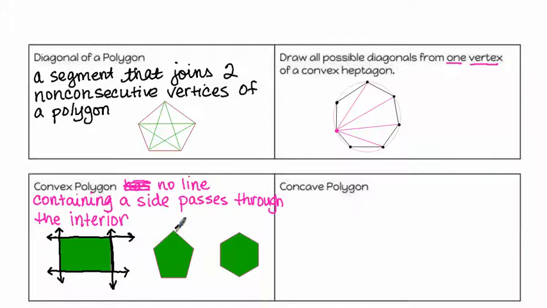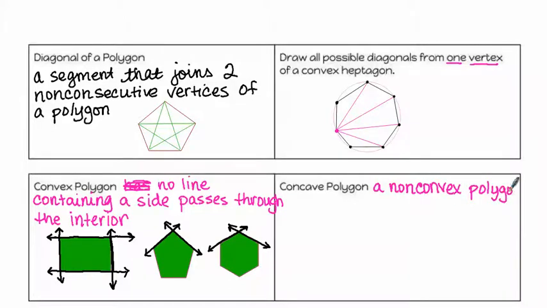And I could do the same thing here with the pentagon and draw all of those sides, and I'll see that none of them go into the green area as well. Likewise, the hexagon would have the same outcome, and that's what makes it convex. So what's the difference between that and concave? A concave polygon is simply a non-convex polygon. In other words, it's one that the lines do cross into the interior.